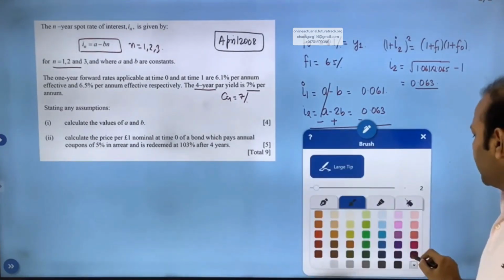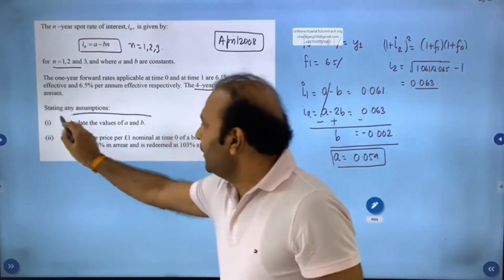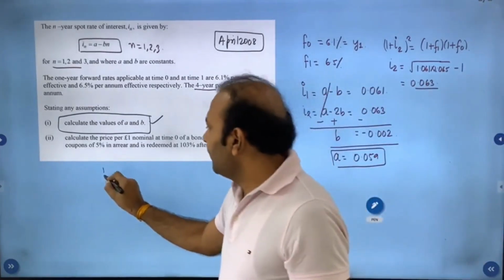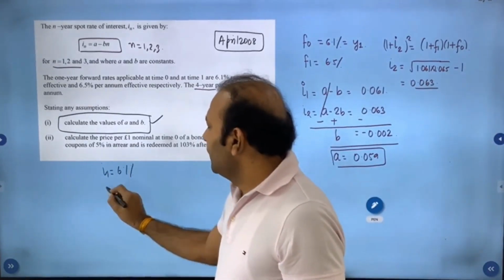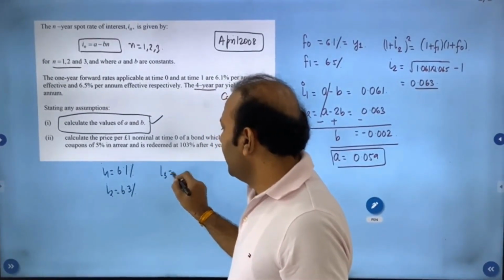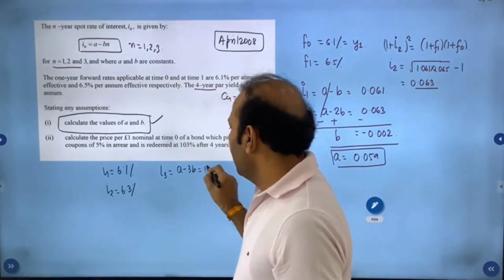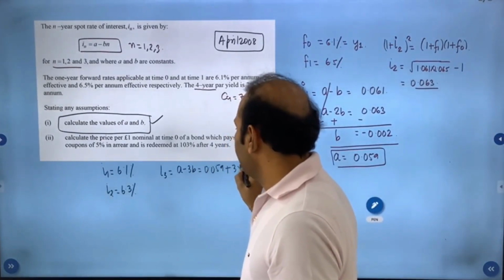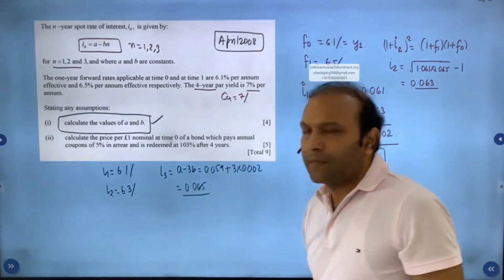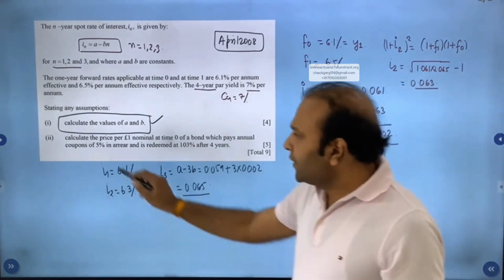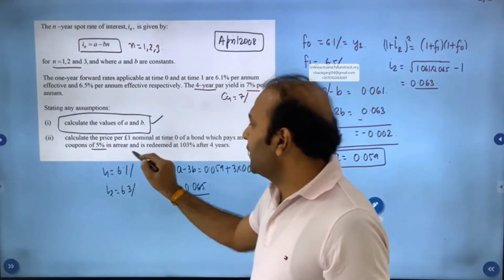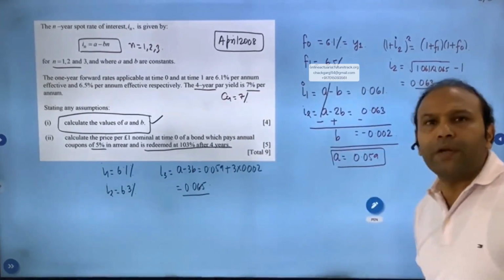Fine. So class, this is our first part. So we have to calculate A and B, which we have already done. So class, once you get A and B, class, we have already got Y1 6.1%, Y2 we get 6.3%, and we can find Y3, that is A minus 3B, 0.059 minus minus plus 3 times 0.002, it is 0.065. Fine. So class, it says calculate the price per one nominal at time 0 of a bond which pays a coupon payment 5% in arrear and redeemed at 103% after 4 years.